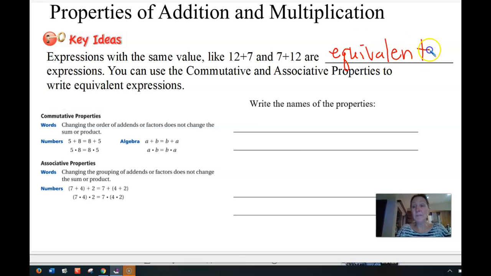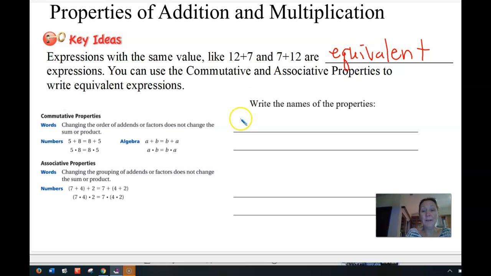So they're equivalent, and you can use the commutative and associative properties to write equivalent expressions. So now I'm just going to show you how you can abbreviate. There's a lot of writing when you start writing properties. So I'm going to show you the proper way to abbreviate the names of the 4 properties that you're going to be using in the homework today.